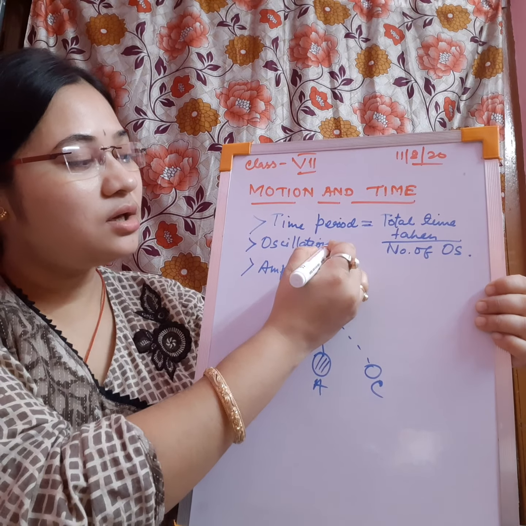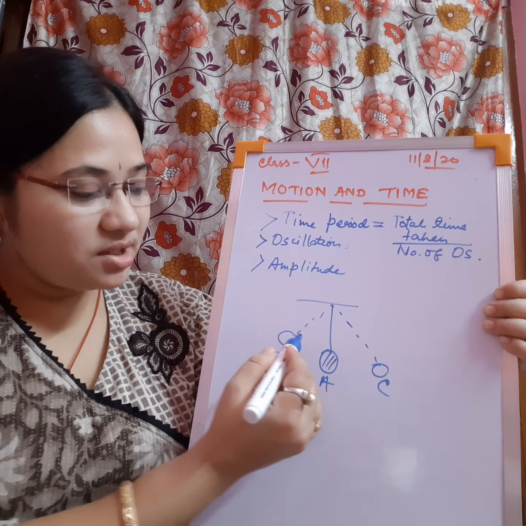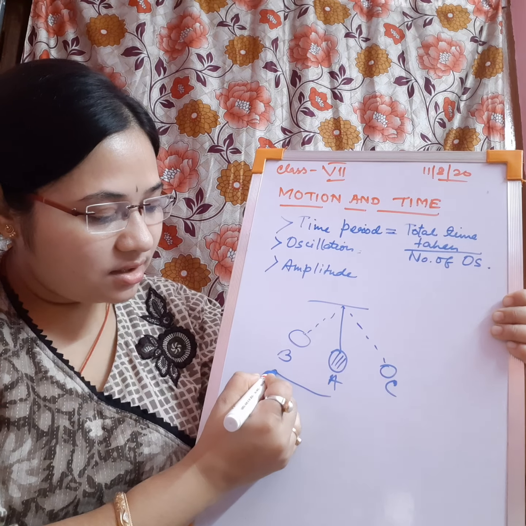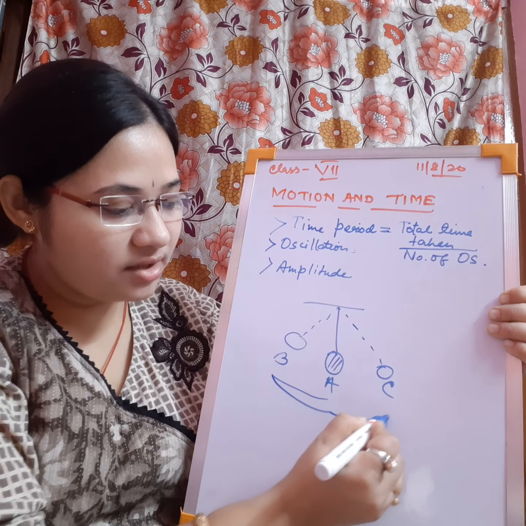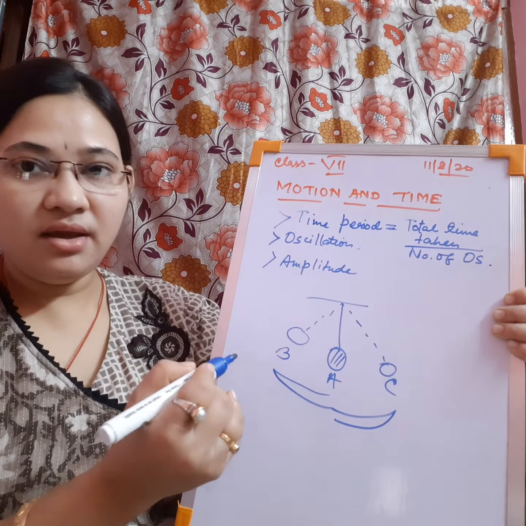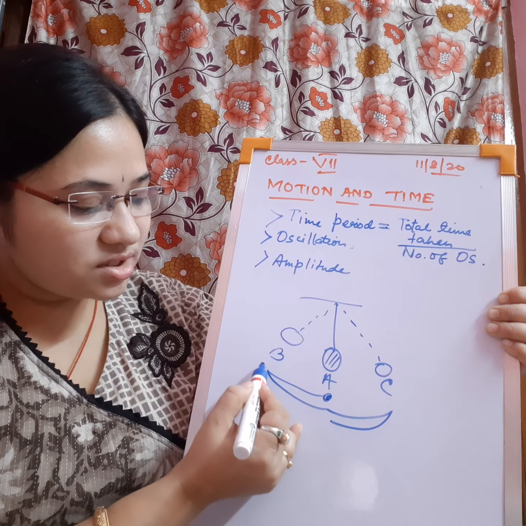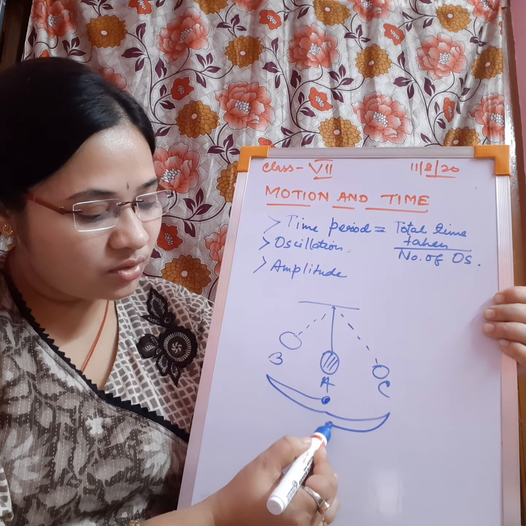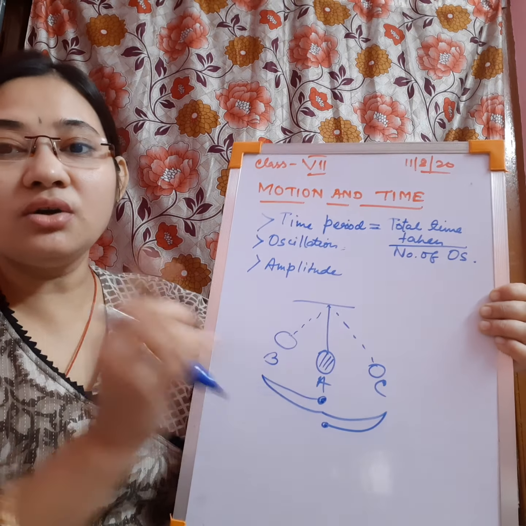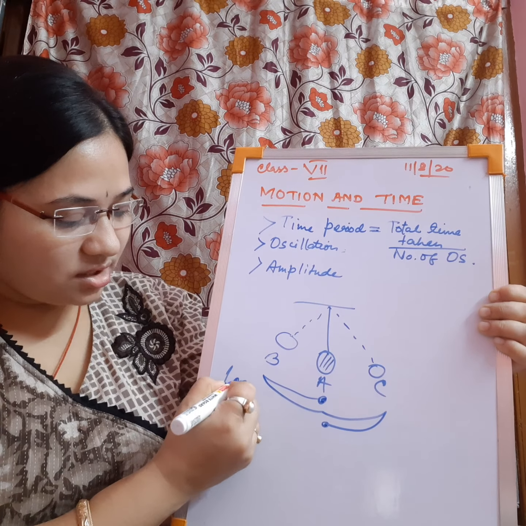What is oscillation? Oscillation is the to and fro movement. That means from A to B, okay, A to B, then B to A, then A to C and back to A. That means the original position is A. It goes to one extreme, again it goes to another extreme, and then it comes to its own original position. So this is called one oscillation.